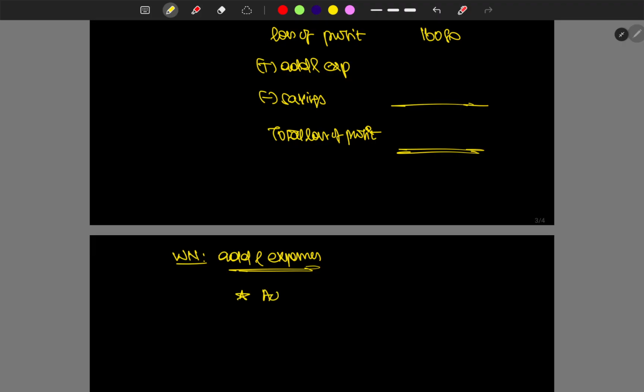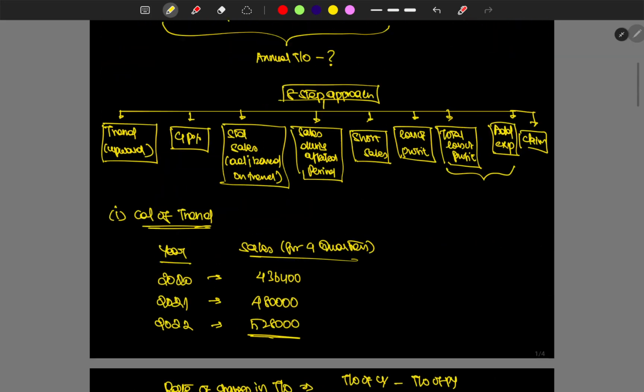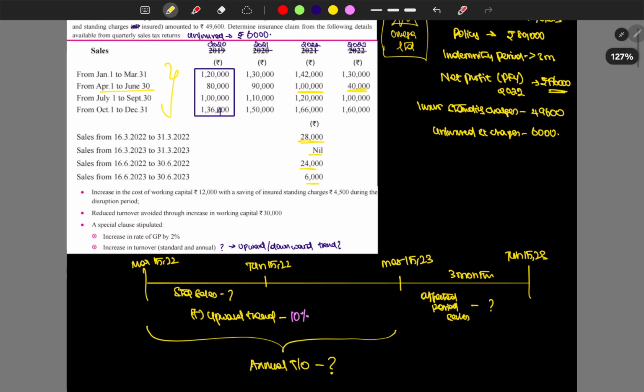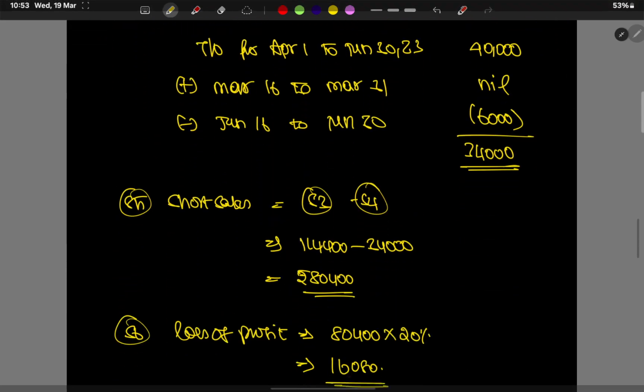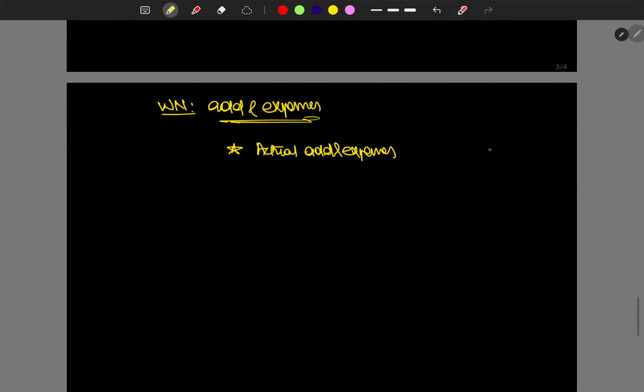The first one is actual additional expenses. How much is the actual additional expenses? See, cost of working capital. They have incurred the working capital of 12,000. This is the additional expenses incurred by the company, which is 12,000. Okay, the next one is GP on additional sales due to additional expenses.